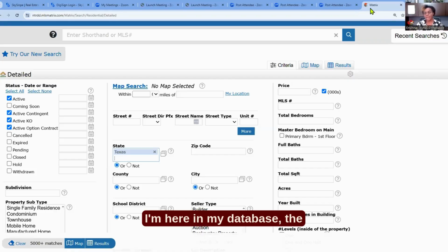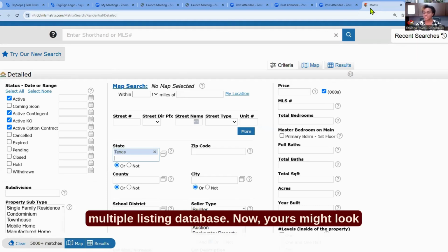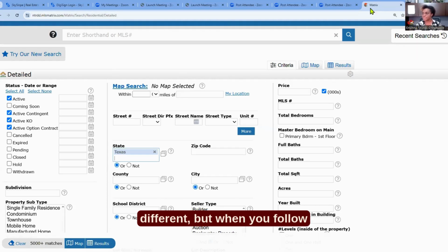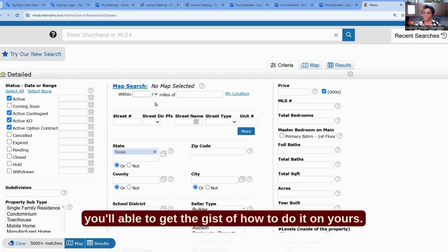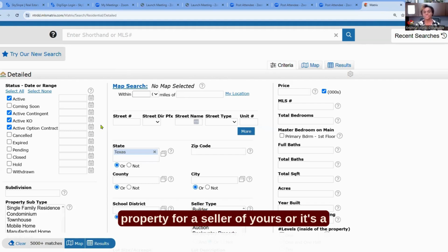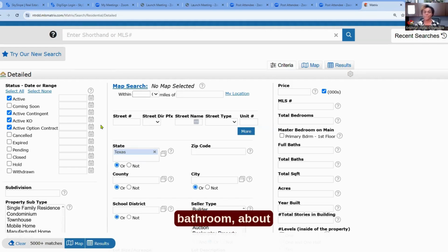So I'm here in my database, the multiple listing database. Now yours might look different, but when you follow through with this tutorial, you'll be able to get the gist of how to do it on yours. So we're assuming several things here. We're assuming that our subject property, whether it's a property for a seller of yours or a buyer of yours, is a 1-bedroom, 1-bathroom, or about 950 square feet, or let's say 1,000 square feet, and it is in Fort Worth, which is in Texas.